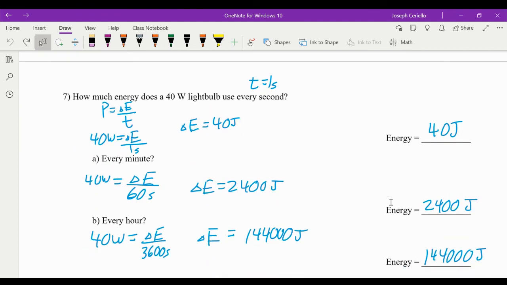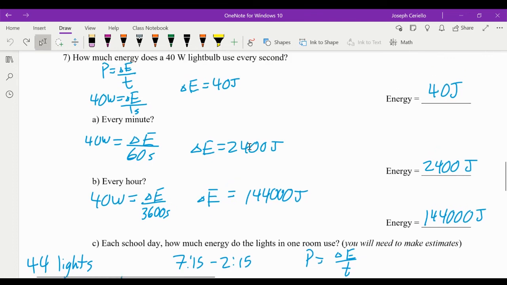So here's some problems here. How much energy does a 40-watt light bulb use every second? So the power is 40 watts. The change in energy is unknown, and the time is 1 second. Cross multiply, 40 joules. Every minute, same setup. Cross multiply, 2,400 joules. Every hour, same setup. Cross multiply, and we have 144,000 joules.